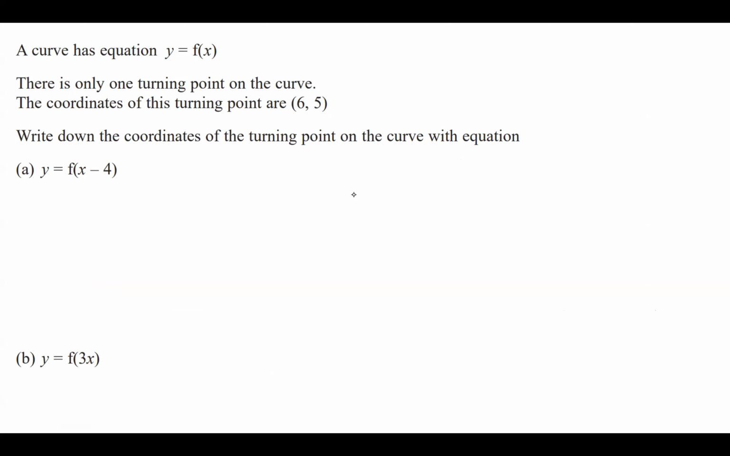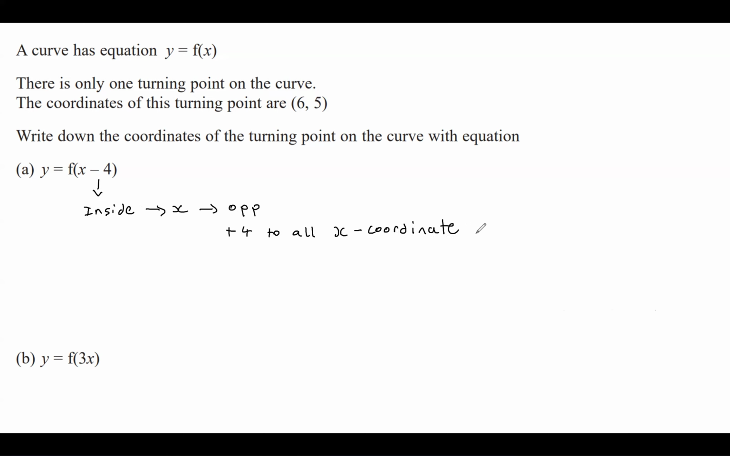So this is a classic exam question. So we've got the function y is equal to f of x. It doesn't really matter what this function looks like. However, we are told that the coordinates of the turning point is 6, 5. Write down the coordinates of the turning point on the curve with the equation y is equal to f bracket x minus 4. So over here now, it's inside the bracket. So the transformation is inside. If it's inside, it's going to affect the x coordinates, and we do the opposite. So in essence, we are going to add 4 to all x coordinates.